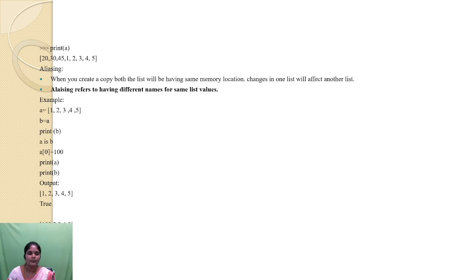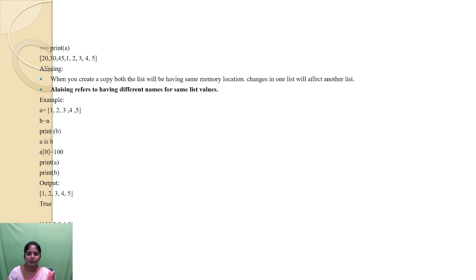Next we move on to aliasing. Aliasing is nothing but different names referring to the same list value. When you create a copy this way, both lists have the same memory location. You copy one list to another list, and both lists have the same memory allocation.